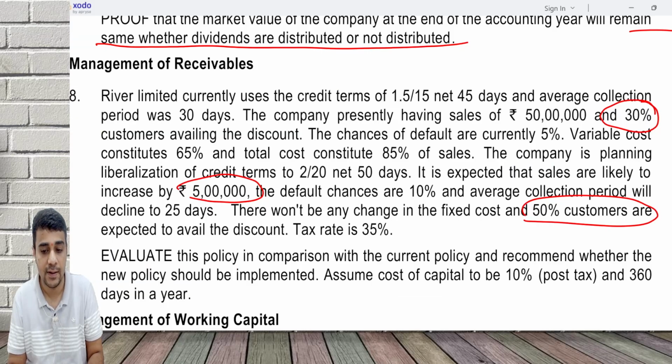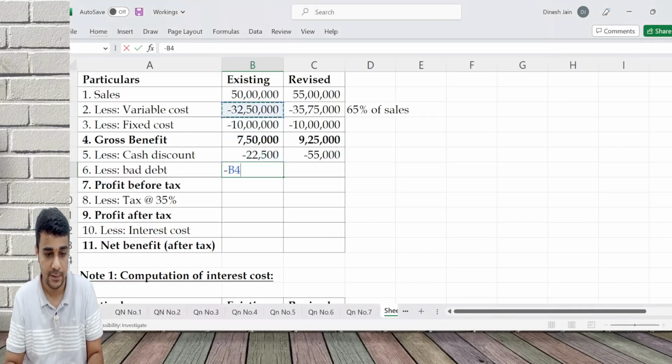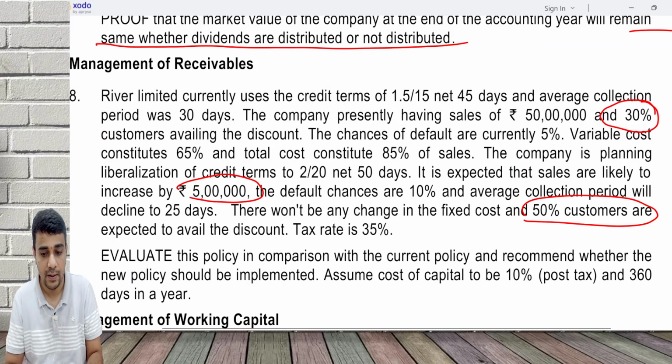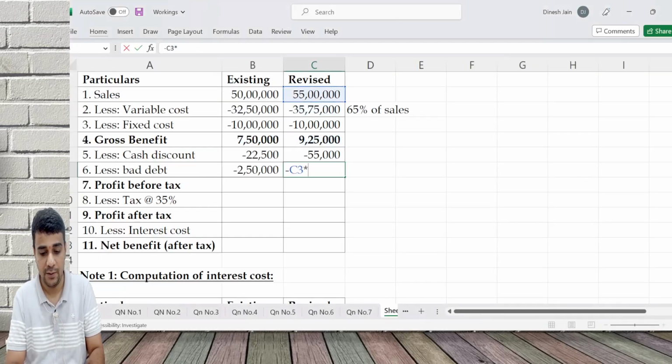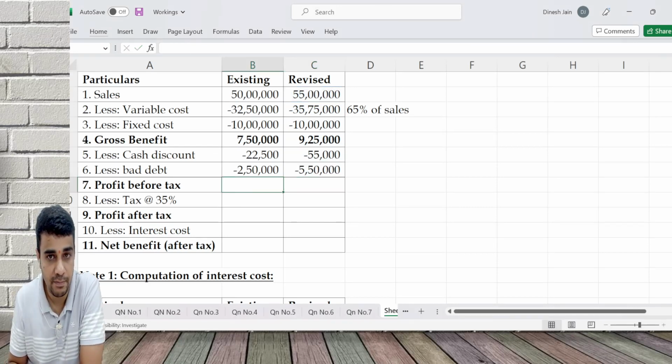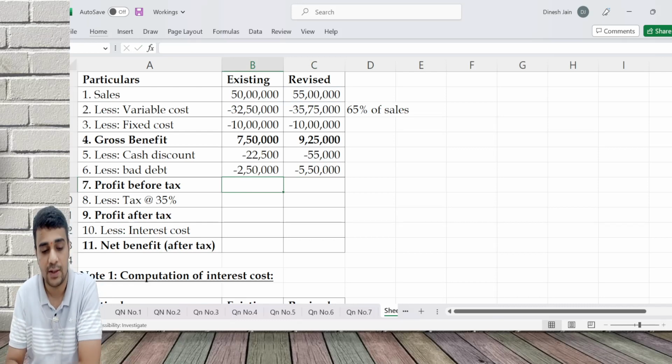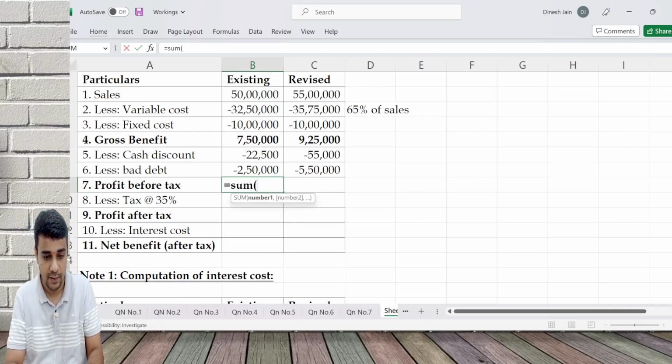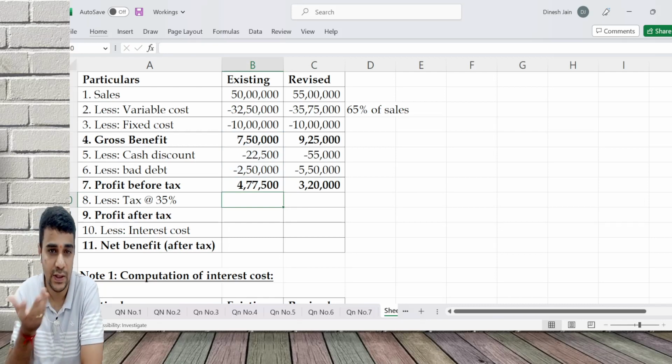Bad debt: the chance of default is 5%. In the revised situation, the chance of default is 10%. Bad debt risk is very high now. Most probably the proposal will get rejected because of the bad debt risk. 5% has become 10%, which is a significant increase. You see the PBT going down.